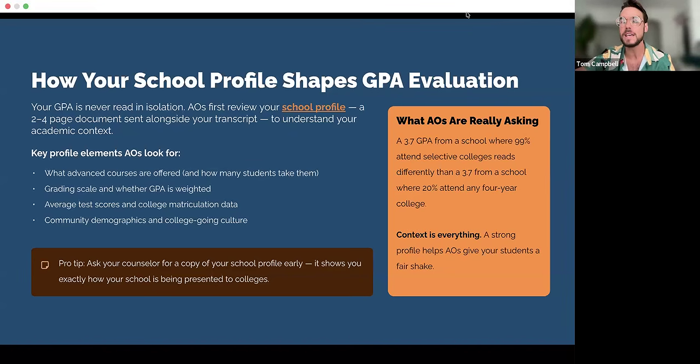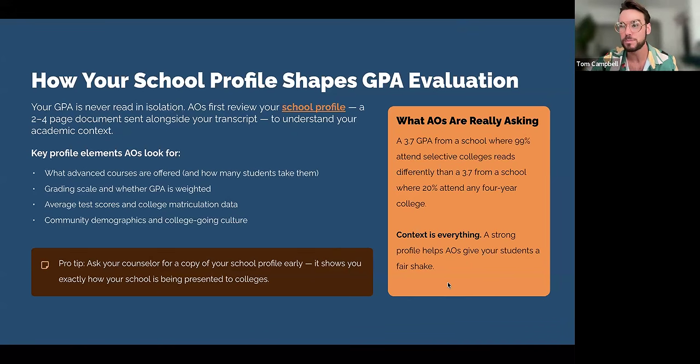Okay, so if you have not seen your school's profile, I just want to let you know that you probably are able to locate a copy by either emailing your school counselor, whoever is helping you out with college applications, or it's oftentimes on your website. So even sometimes just Googling your high school name and then school profile, oftentimes you'll find a PDF of a document that I'm about to show you.